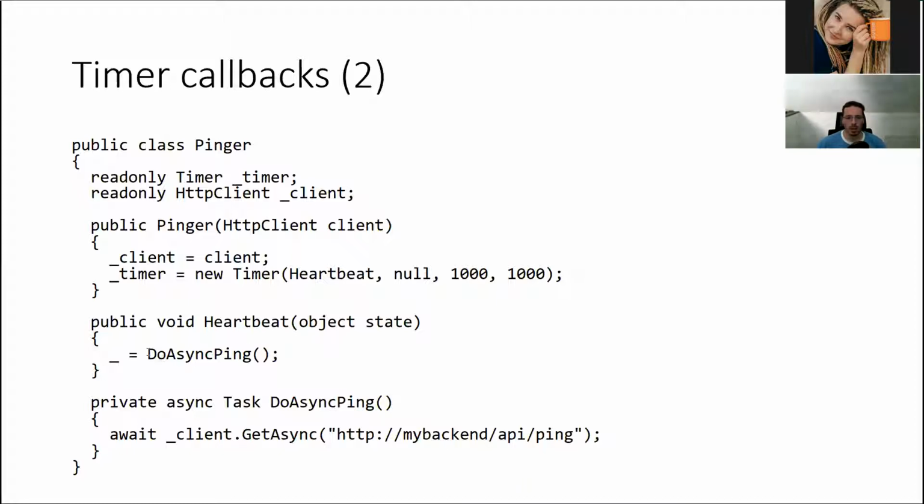That's what I'm doing in this line. I'm assigning it into the discard, which is a feature in C#. If you don't do this, you will get a warning from the compiler telling you, hey, you are calling DoAsyncPing, but doing nothing with the result. So what to do with it? Just assign it into the underscore, which is a special discard value, and the compiler will say, okay, well, you are probably doing something with it, although you are not.